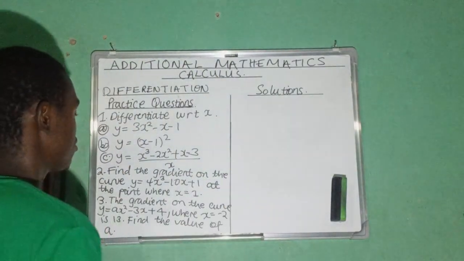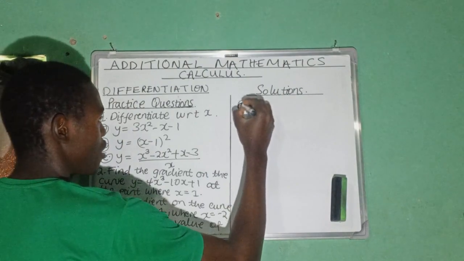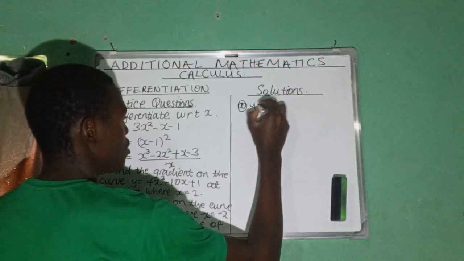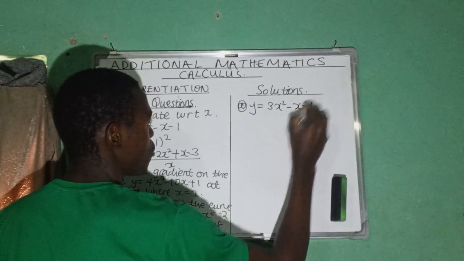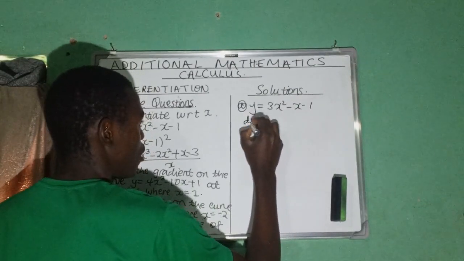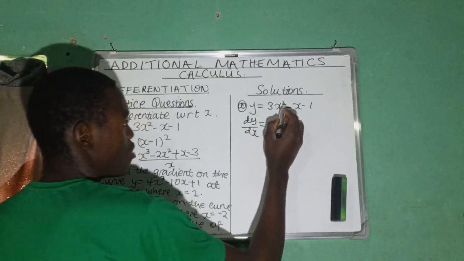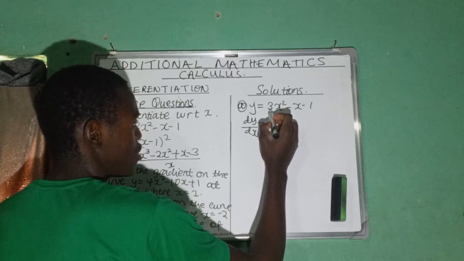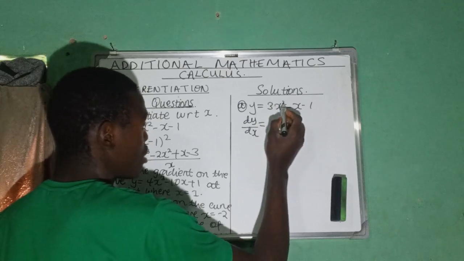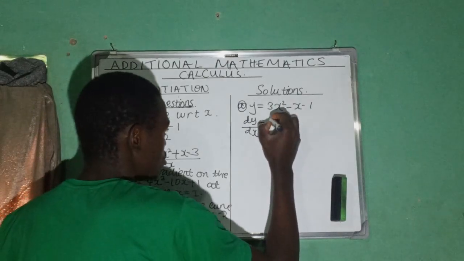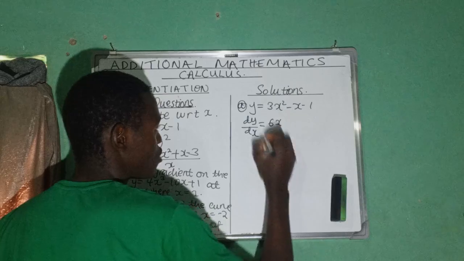And this will go like this. So this is (a), y is equal to 3x squared minus x minus 1. dy/dx would be equal to this power multiplied by 3 to give us 6, like that. Then you subtract 1 from the power, you have 6x.